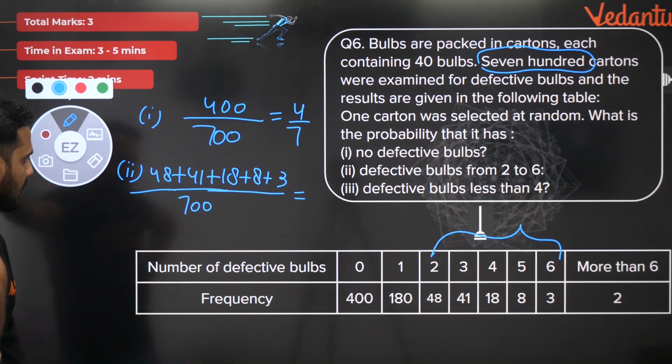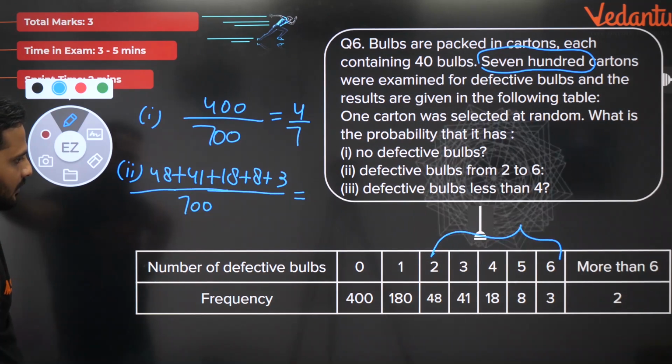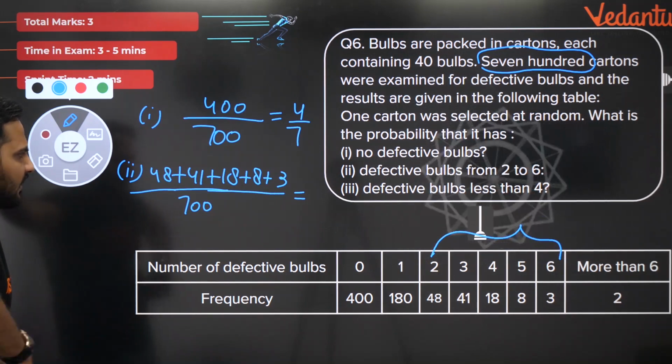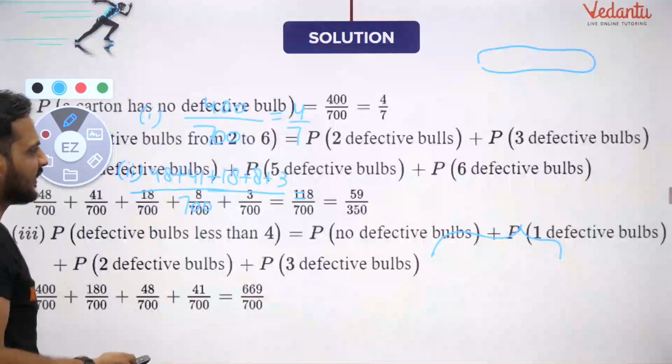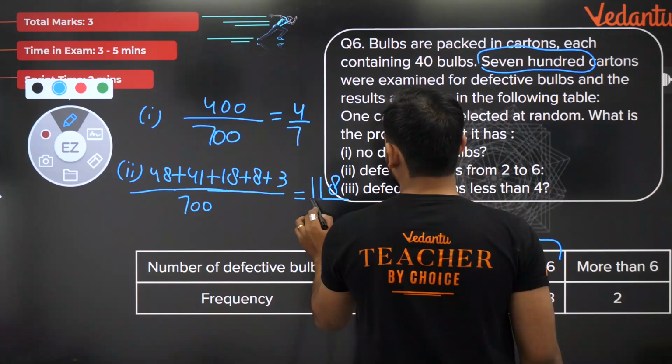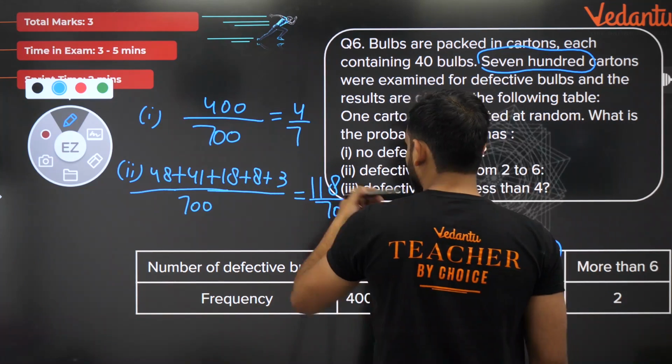92 plus 18 will be equal to 102, 110, 110 plus 18, 118. 118 only, I think? 118 by 700, yes, correct. 118 by 700. So you can simplify this also.